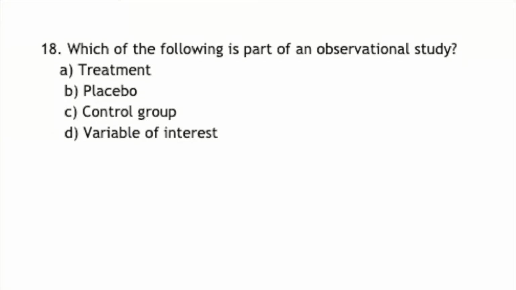Which of the following is part of an observational study? Is it a treatment, placebo, control group, or variable of interest? If we're looking at this from the perspective of it being an observational study, only experimental studies have treatments. Only experimental studies have placebos. Only experimental researchers put people into treatment and control groups, so that removes the first three. Guess what? Both experimental and observational studies have a variable of interest. So there you go. Your answer for that question is a variable of interest.